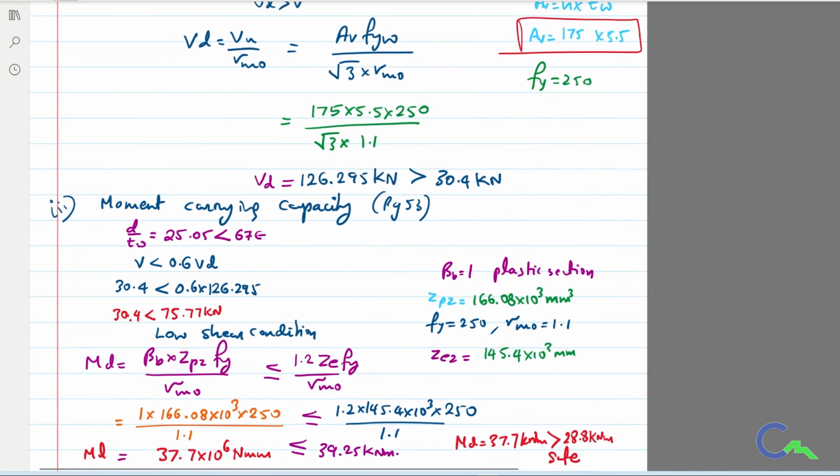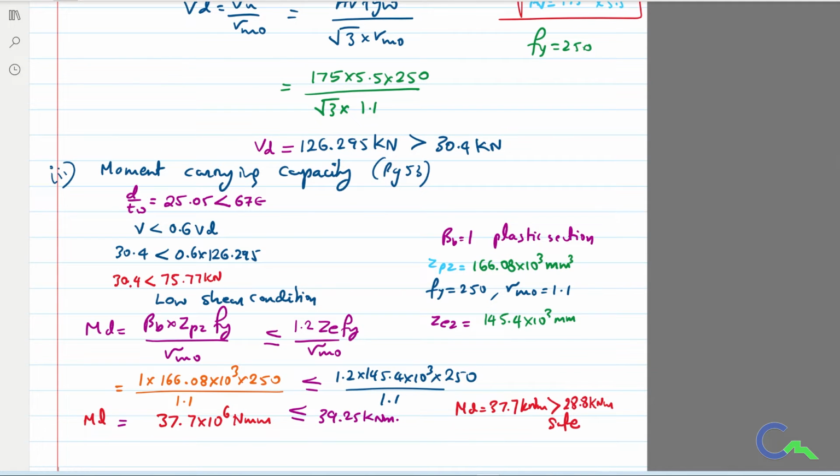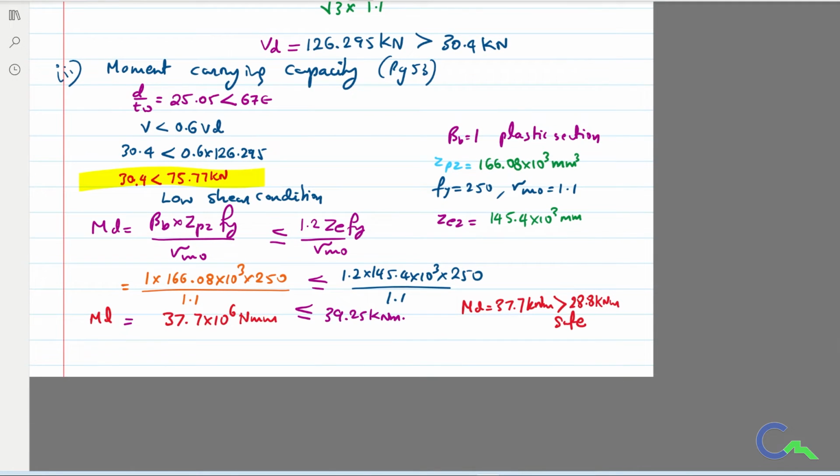The next check we have to do is the moment carrying capacity. We have to move on to page number 53 again. First we check that the D by TW value should be less than 67 epsilon, then only I can use this particular formula. We also have to check that the support reaction should be less than 0.6 times the design shear. Those conditions are also going to be satisfied here, so then I can use this particular formula.